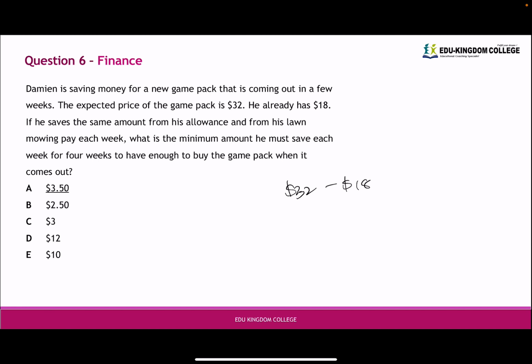He's already got $18, which means that the leftover amount he needs is 32 minus 18, which is 14. So if we do 14 divided by 4, 4 goes into 1, 0 times. 4 goes into 14, 3 times. That's 12. Leftover 2 carried over. 4 goes into 20, 5 times. So we need to save $3.50 every week for 4 weeks.